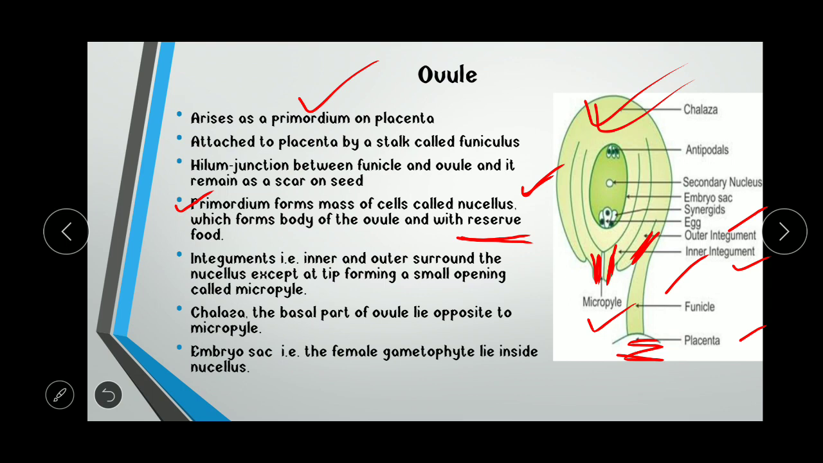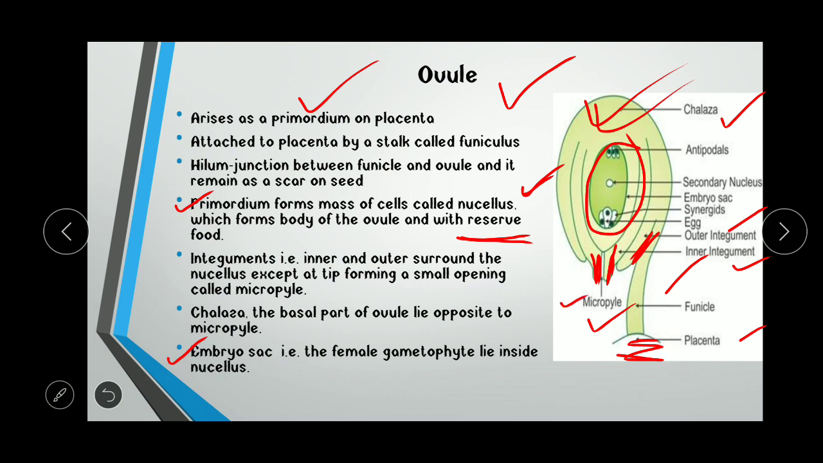Now the chalaza is the basal part of the ovule opposite to the micropyle, and the embryo sac. This is the embryo sac. You can see this is the female gametophyte, the mature female gametophyte, and this lies inside the nucellus. So this ovule houses the embryo sac. Embryo sac is the female gametophyte. Chalaza is opposite to the micropyle. Micropyle is actually the space through which the pollen tube enters.